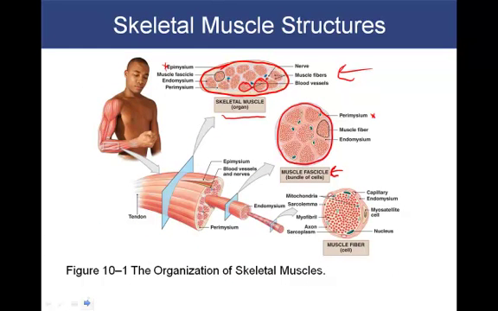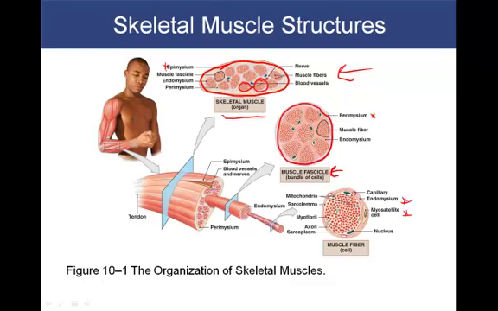Let's look at the epimysium. We can find the epimysium right here, and it is going to surround an individual muscle fiber or cell. And here we have the close association between the myosatellite cells and the endomysium.